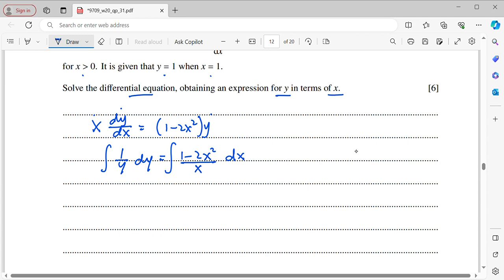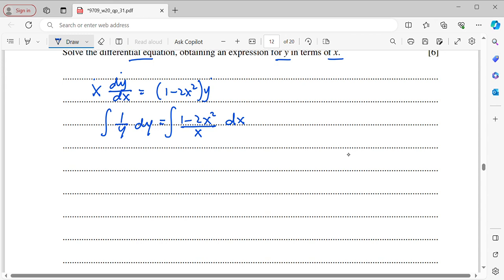Okay, so for the left hand side, you only have one term. We are going to use ln later on, but for the right side, numerator has two terms and denominator one term. Therefore, I will change to two terms, 1 over x minus 2x squared over x dx. And further simplify this to get integrate 1 over x minus 2x dx.